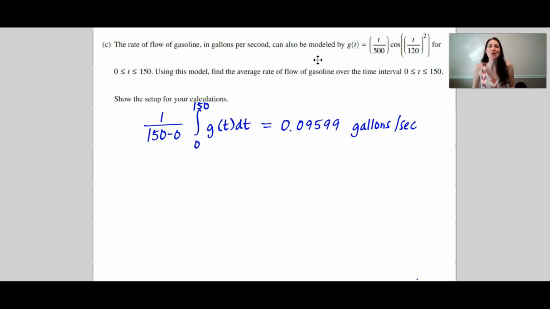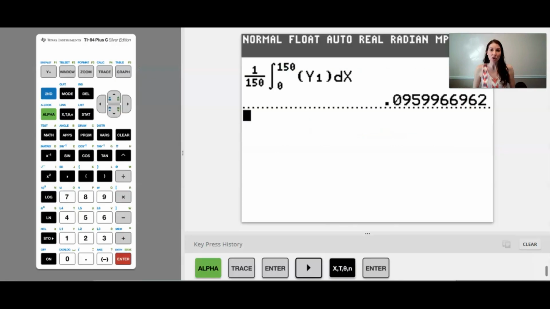Part C gives us this new function g of t, and it says, using this model, find the average rate of flow of gasoline from 0 to 150. Here's your standard average value problem. Average value is 1 divided by b minus a, in our case 150 minus 0, times the integral from a to b of our function. I used my calculator for this one because problem number 1 on the AP exam, the first FRQ, allows a calculator. Here's some advice: as soon as I get to a function on the calculator portion of the AP exam, I'm plugging that into my y1.